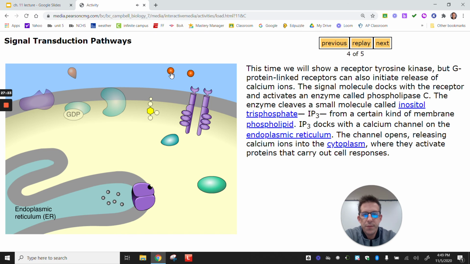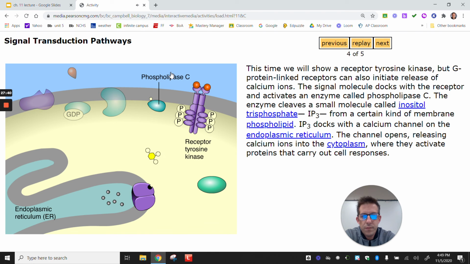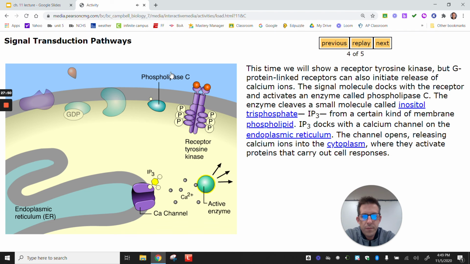The signal molecule docks with the receptor and activates an enzyme called phospholipase C. The enzyme cleaves a small molecule called inositol trisphosphate, IP3, from a certain kind of membrane phospholipid. IP3 docks with a calcium channel on the endoplasmic reticulum. The channel opens, releasing calcium ions into the cytoplasm, where they activate proteins that carry out cell responses.